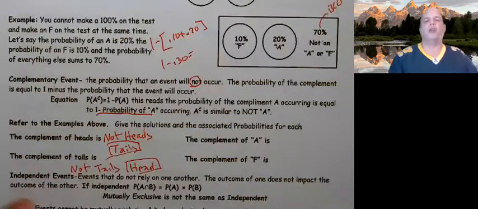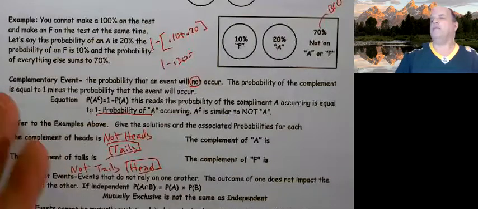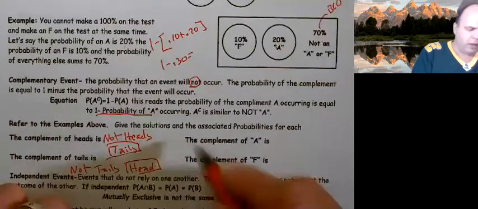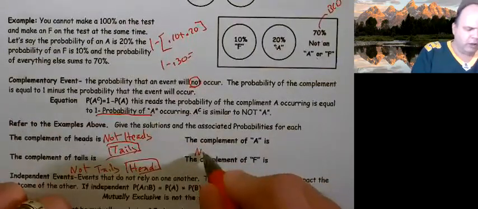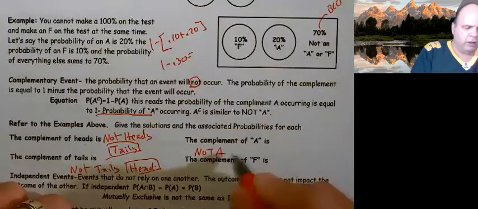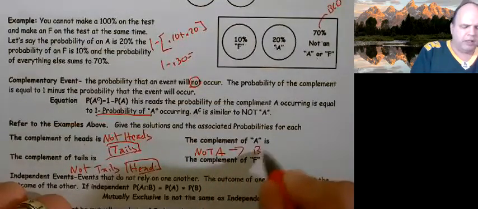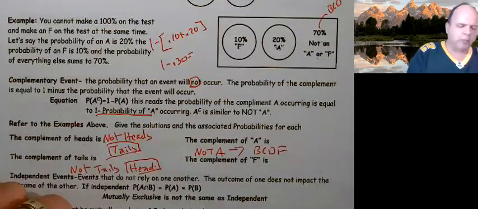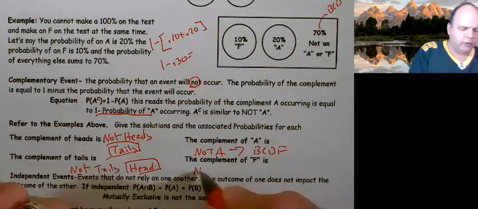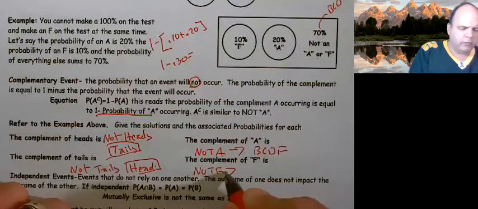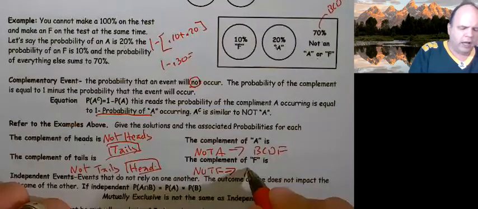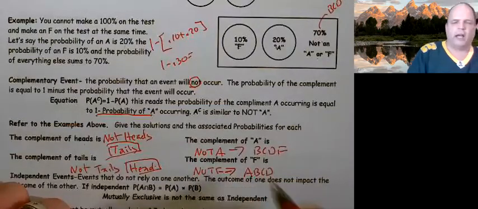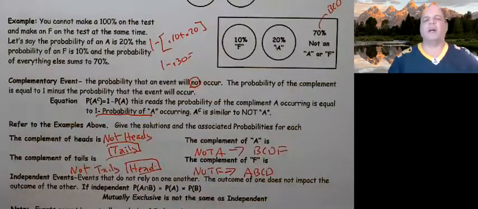Those are those answers. The complement of A would be not A, which would be, I could get a B, C, D, or F. The complement of F is not F, which is going to be A, B, C, or D, or passing, all right, not failing.